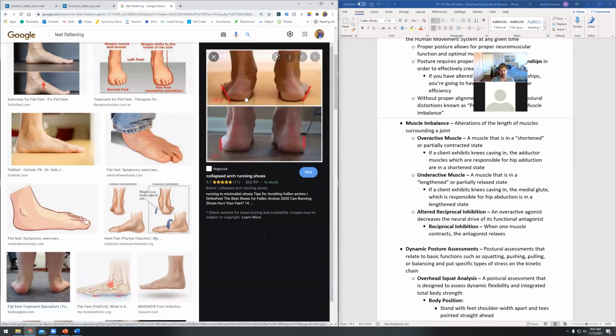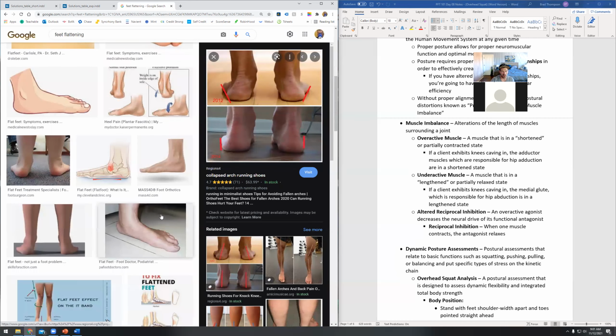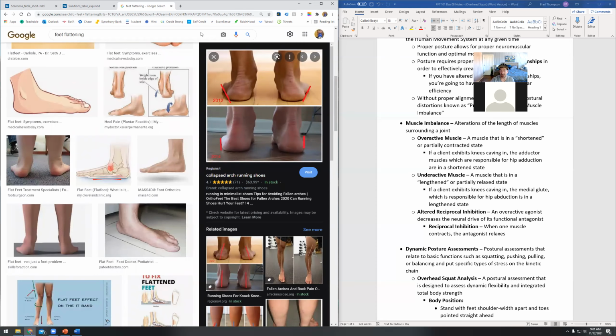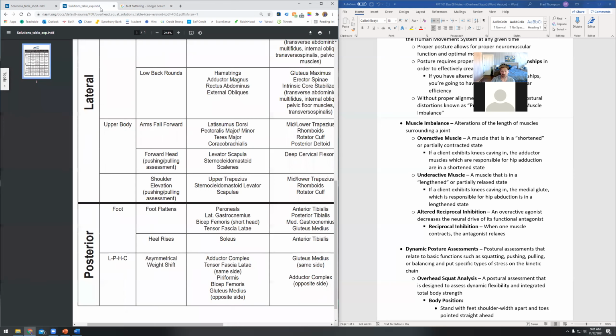There we go. That's pretty good, right? This is a good picture of the flattening there, versus ideally being in alignment. That's another one. And then heels rising, right? Heels rising is one that we talked about. That one's actually really simple.